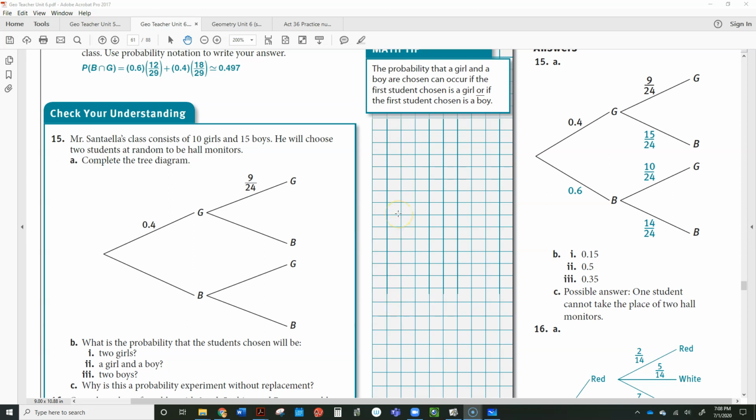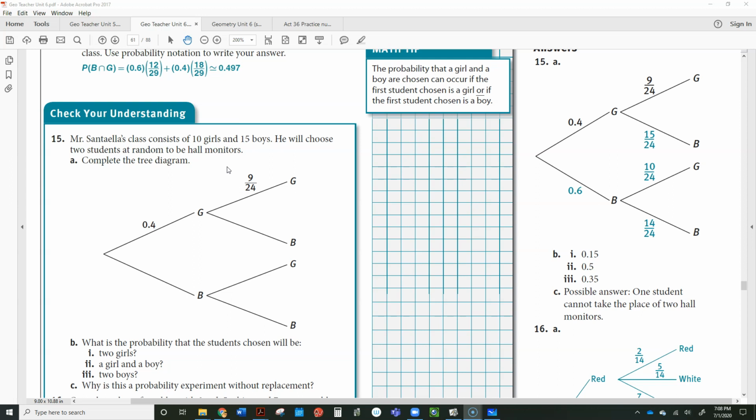Okay, this is activity 41-3, check your understanding. I think this is the second check your understanding. They want us to complete the tree diagram. It's complete over here, so I just want to walk you through this.